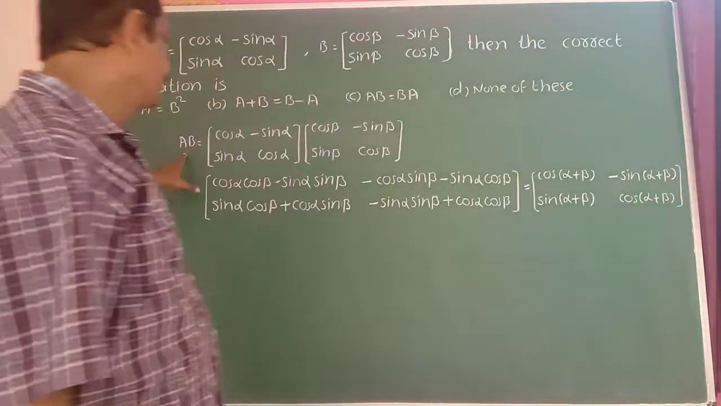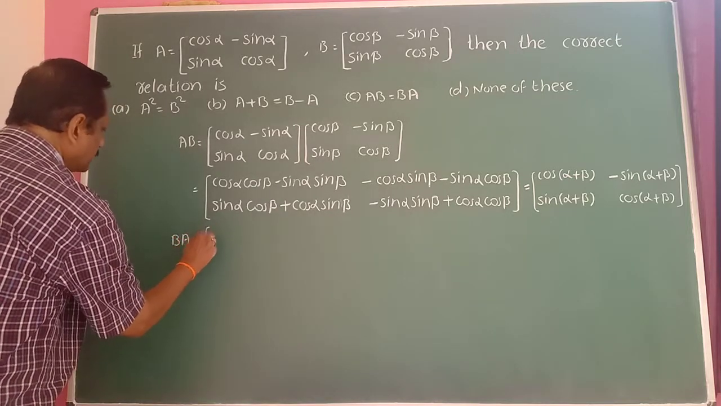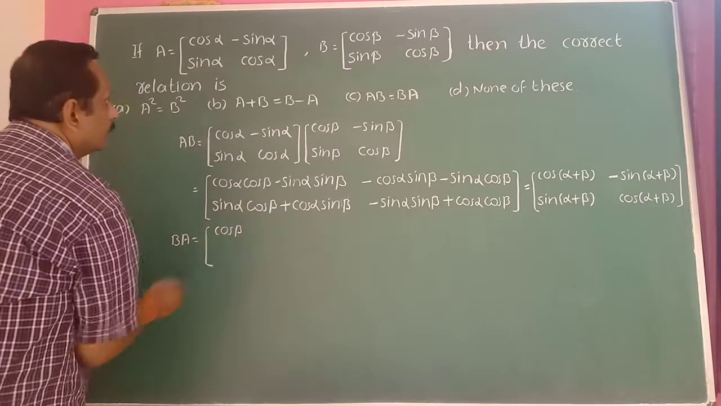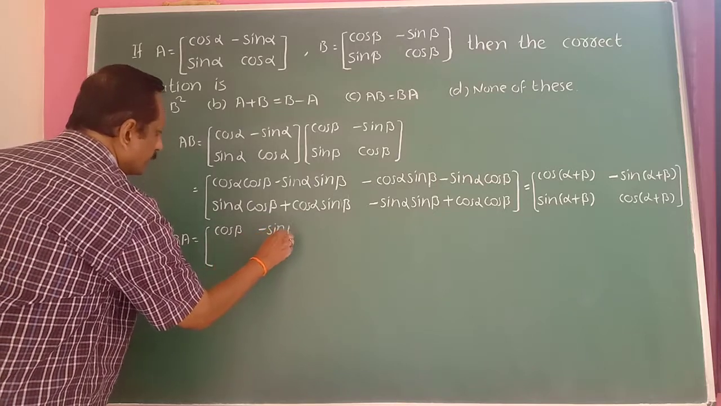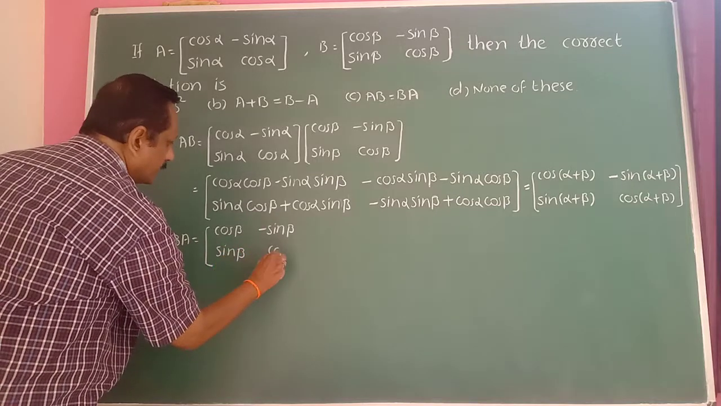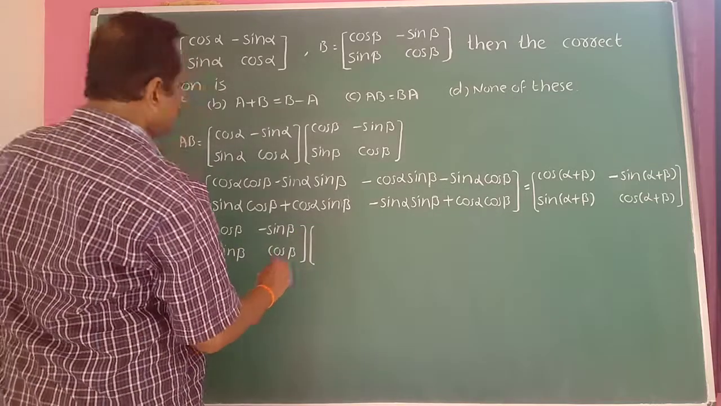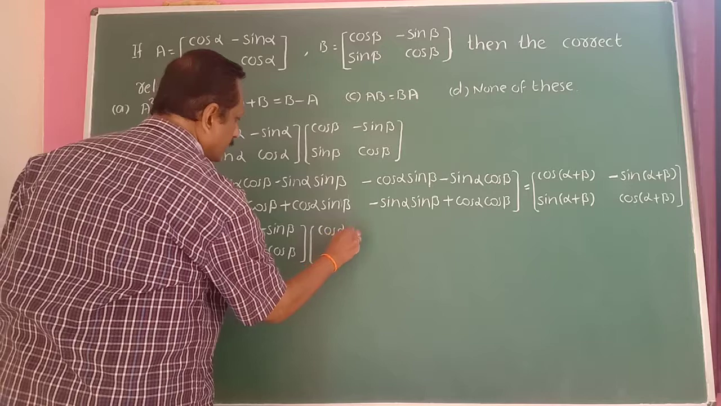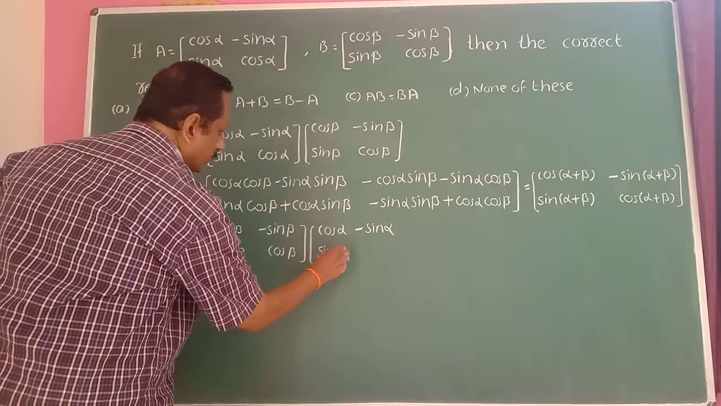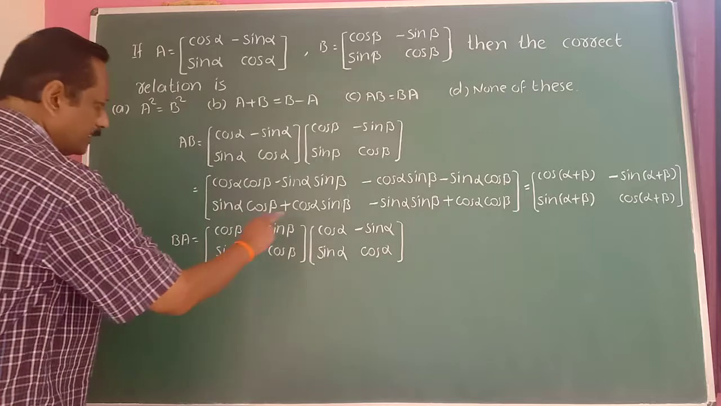So this gives A into B. Then B into A. B into A is equal to, here B is cos beta, minus sin beta, sin beta and cos beta, into the matrix cos alpha, minus sin alpha, sin alpha and cos of alpha. Then multiply row with the column here.